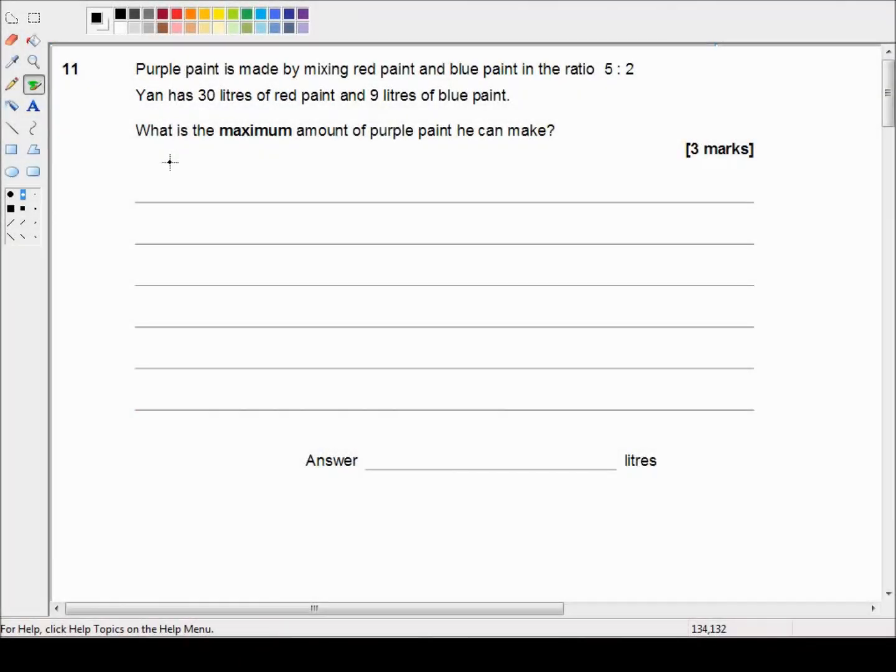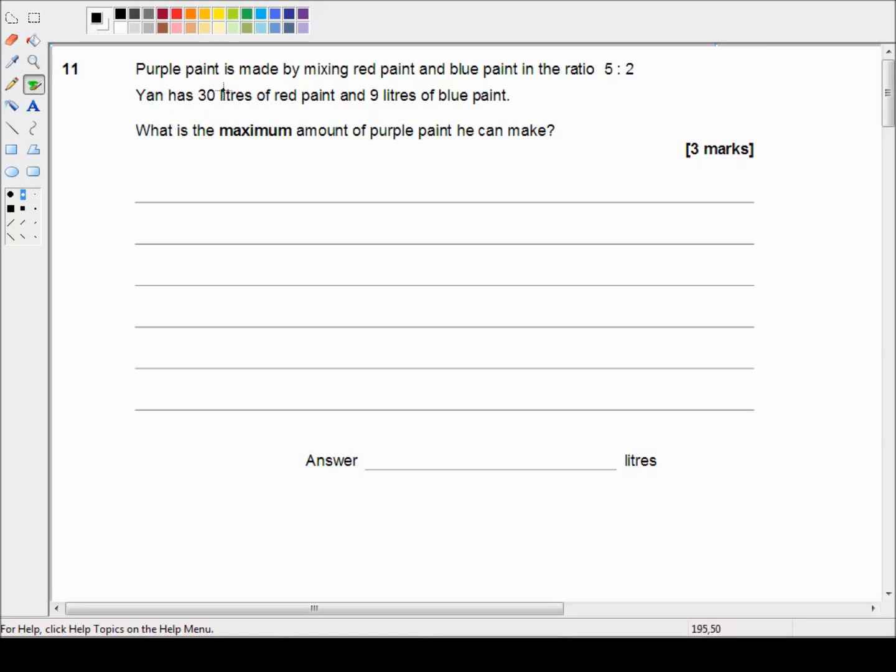In this video we're going to be looking at the third paper in the higher tier of the June 2017 AQA 8300 series past papers. We're picking up in question 11, and this is a calculator paper, so we are allowed to use calculators.